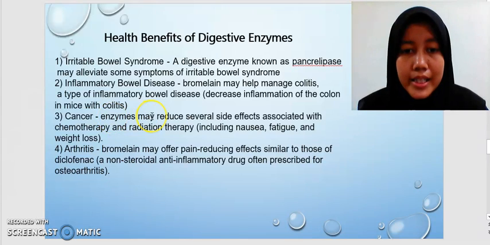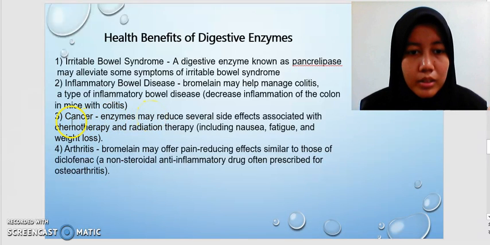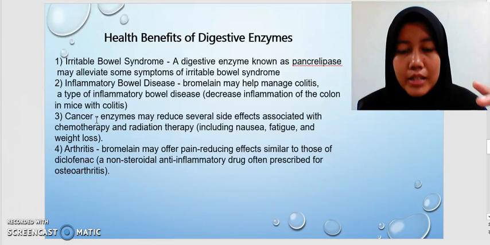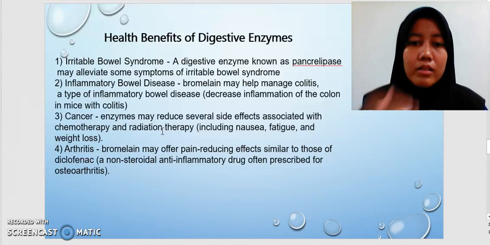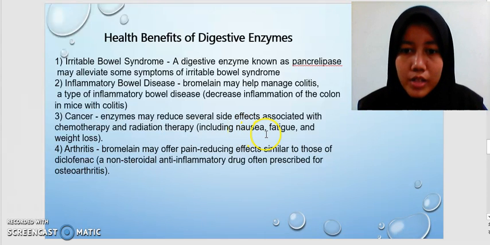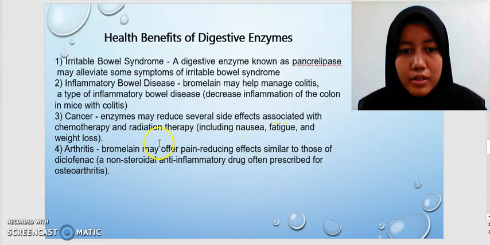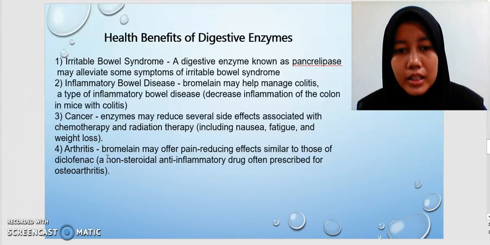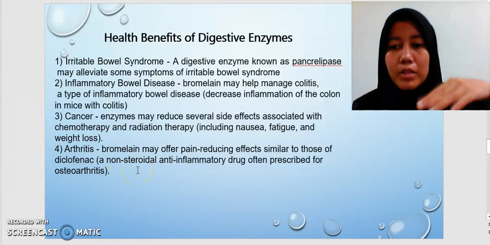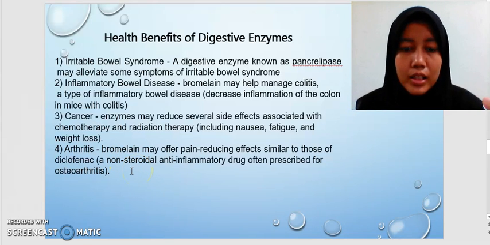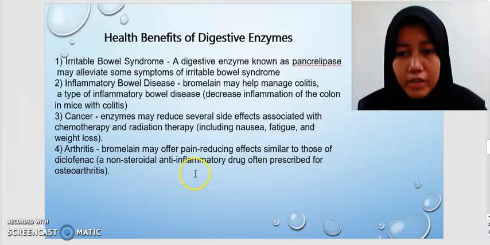The third is cancer. Enzymes may reduce several side effects associated with chemotherapy and radiation therapy, including nausea, fatigue, and weight loss. The last one is arthritis. The enzyme bromelain may offer pain-reducing effects similar to those of diclofenac, which is a non-steroidal anti-inflammatory drug often prescribed for osteoarthritis.